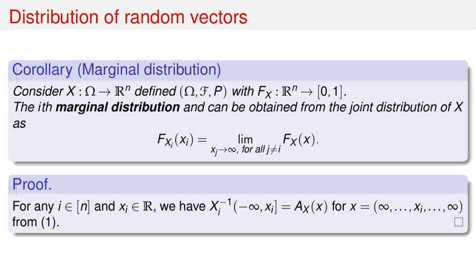The proof follows from one of the equations we saw earlier, which stated that X sub i inverse of minus infinity to x sub i inclusive equals A sub X of x, where x is infinity and so on, x sub i and so on, infinity. Taking probabilities gives the result.